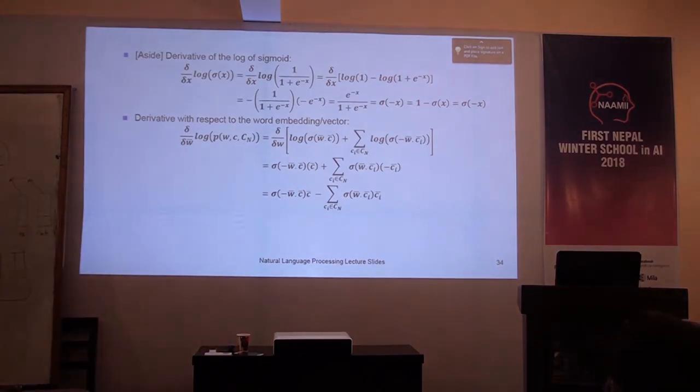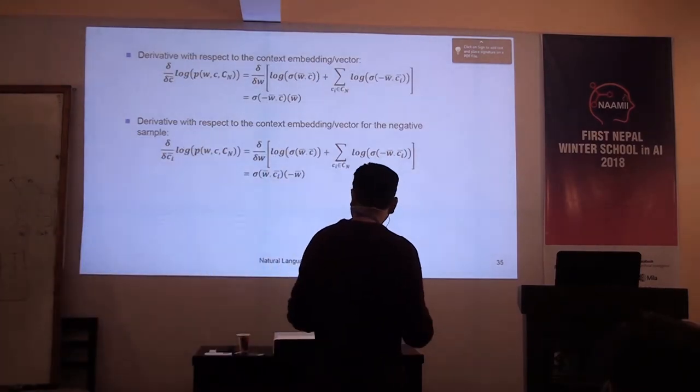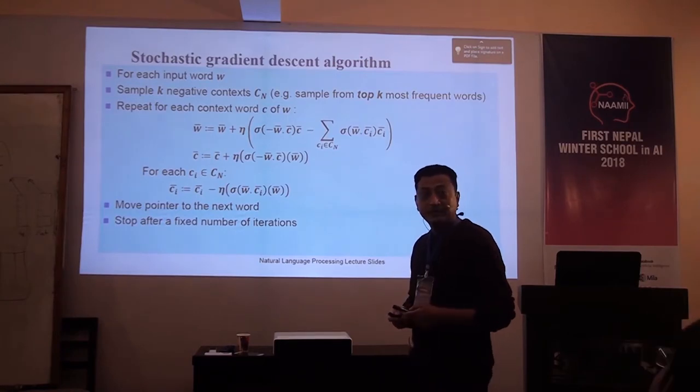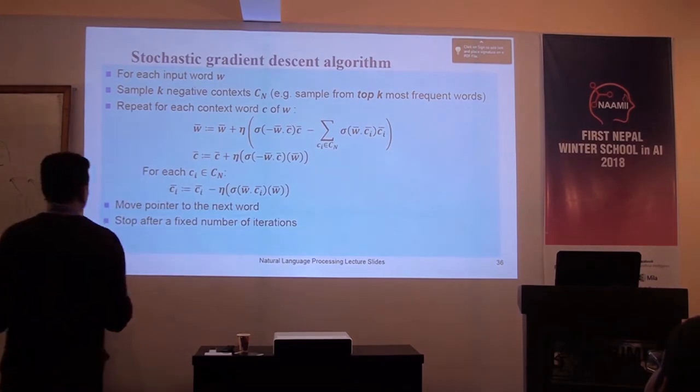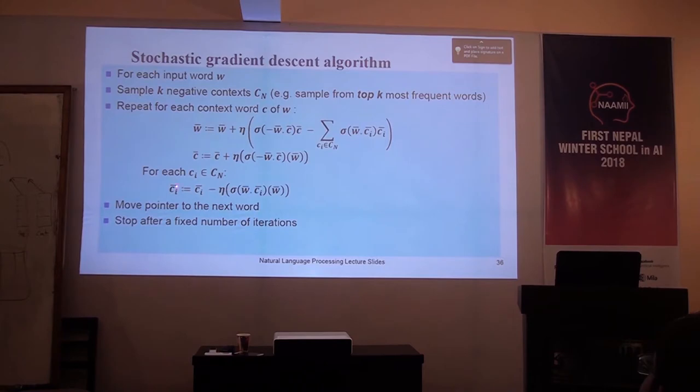Okay, so now you can compute these derivatives and then run these updates. With every example, you can do an update for the vector, for the context word, for the target word, and for the context word. And also you can do it for every negative example, okay?